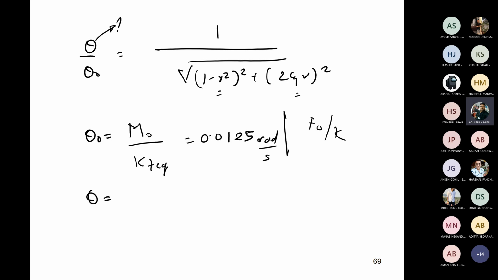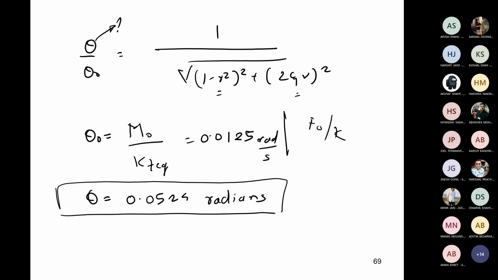The theta is 0.0052. Units will be radians, sir. All right. Now what is asked in the question? Can you read the question? Sir, it's asked steady state amplitude. Of what? Mass, sir. So this is the steady state amplitude of the compound wheel.